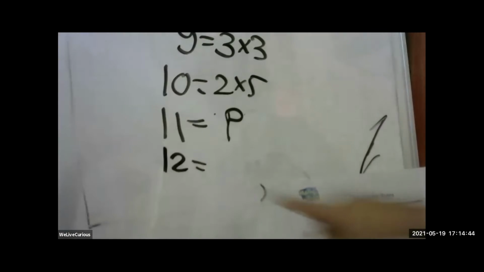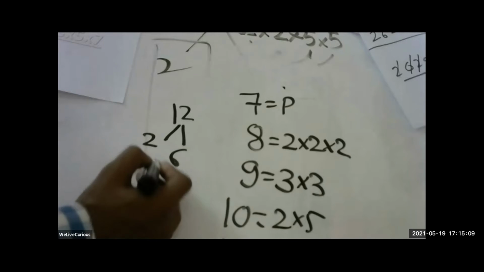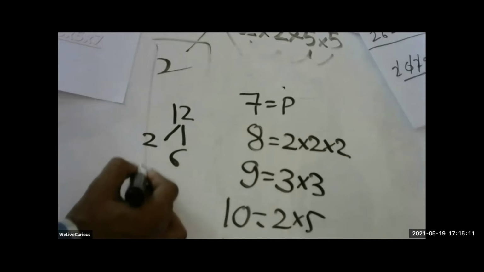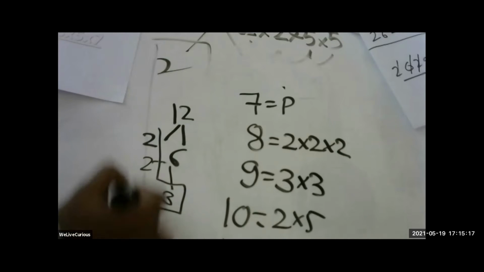Now, 12. Can you give me factors of 12? If you forgot, no problem. You divide 12 by 2. 12 divided by 2 is equal to 6. So 6, can it be divisible by 2? Correct. So 2, it is 3. So the prime factors are 2 multiply 2 multiply 3. That's so simple.